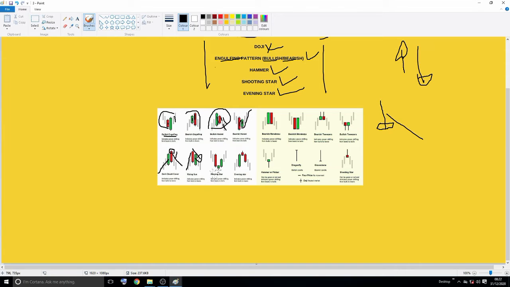And then we have a morning star, the opposite of the evening star. So morning star, the market is pushing down, and then we have this small candlestick followed by a green candlestick, and we are looking for the buy side. And the exact opposite happens on the evening star.